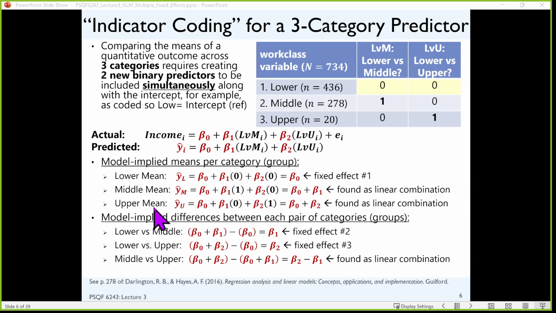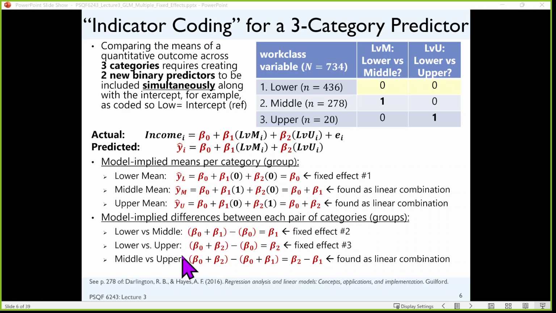The middle mean and the upper mean are found as linear combinations. So they both still start out with the beta 0, which is what the lower group is. Beta 1 switches on if I'm talking about the middle group. Beta 2 switches on if I'm talking about the upper group. The others are switched off. So if I work through the math here, the fixed intercept plus the slope for middle tells us what the mean for middle is. The fixed intercept plus the slope for upper tells us what the mean for upper is.